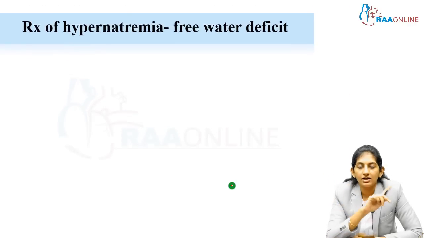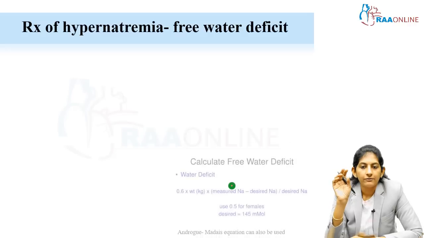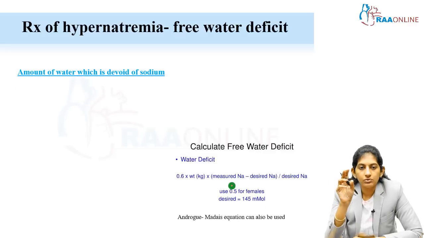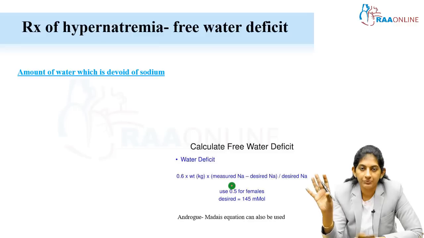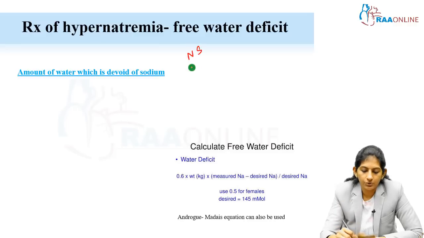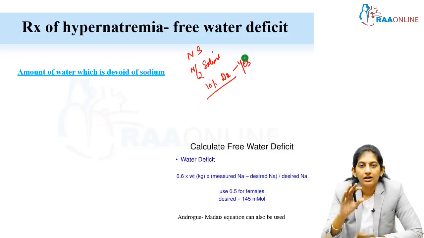Okay, so shock correction we have done. Next is step 2. What is step 2? Free water deficit. First, what is free water? Free water means water which is free from sodium. Is NS free from sodium? No. Is N/2 saline free from sodium? No. Is 10% dextrose solution free from sodium? Yes. Any solution which is free from sodium is going to be your free water. That's all.